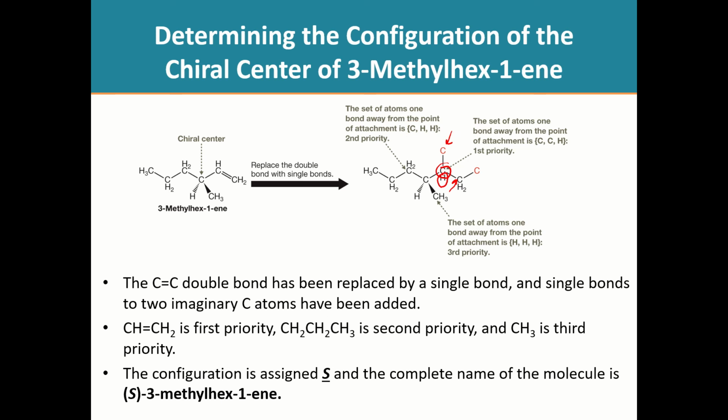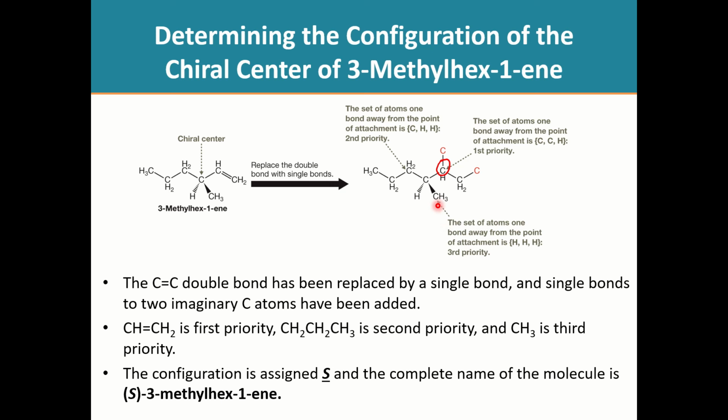And then if you compare these two, you can see same, up. There's a point of difference right there. So this carbon right here takes priority 1, priority 2, and priority 3. And now you can go.